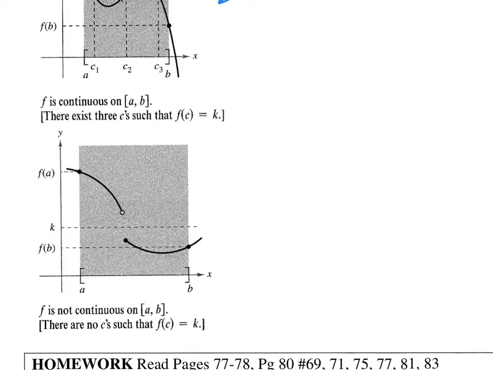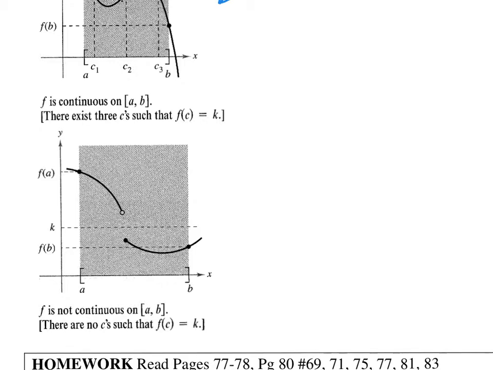Now notice here, this is why we need the continuous nature of this function. If it's not continuous, it's possible that we could have something like this. Here we have f of a and f of b. But because it's not continuous, there is this value of k that we could pick where it doesn't matter what we plug in, we're never going to get this value of k within the interval. And that's again because it's not continuous. So that's the basic idea of this intermediate value theorem.